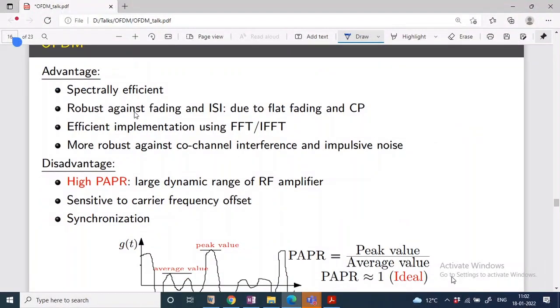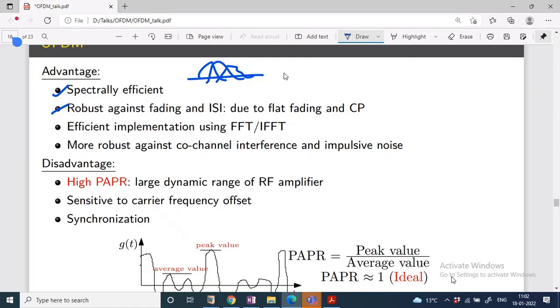These are some advantages of OFDM. It is spectrally efficient. Spectrally efficient means that we are putting overlapping subcarriers, so there is no guard band. Then it is robust against fading and ISI, meaning that they generally don't experience intersymbol interference.